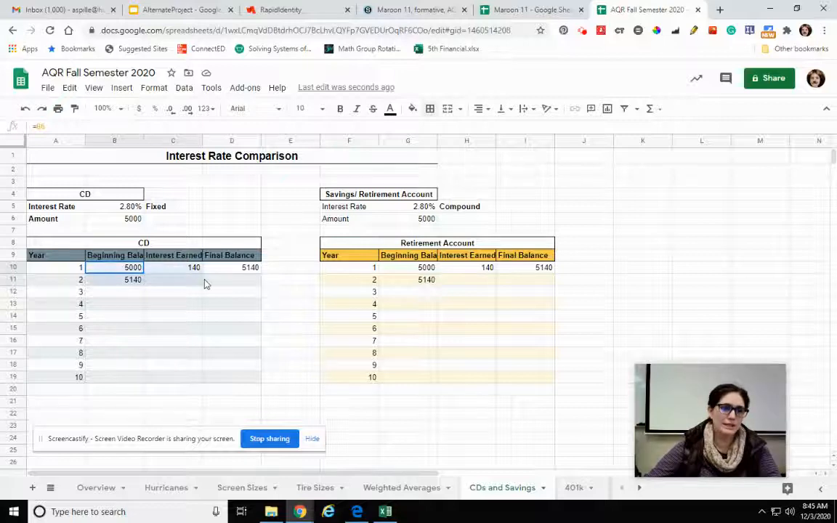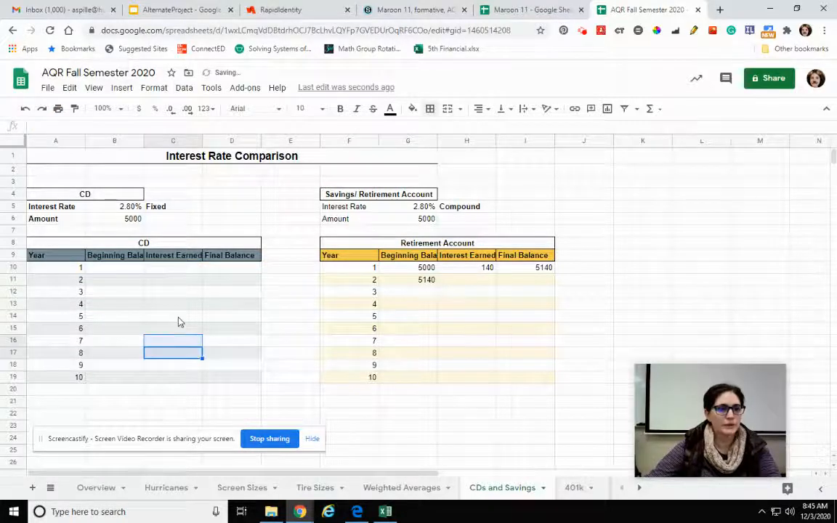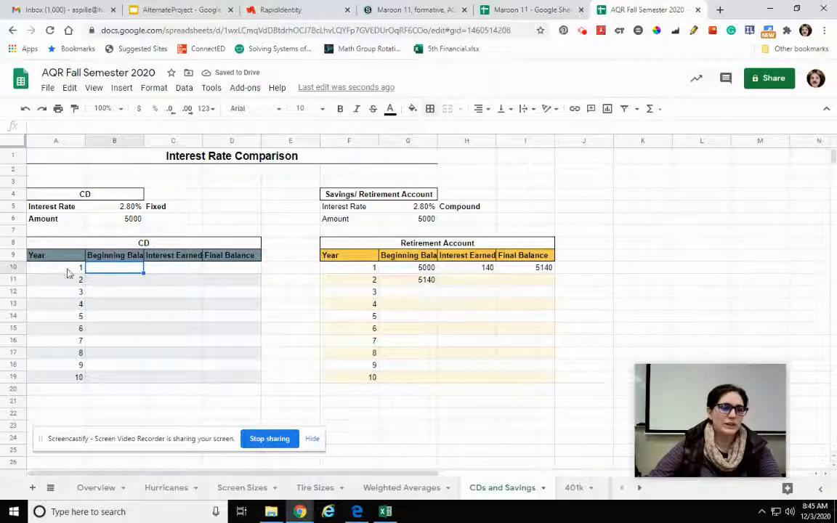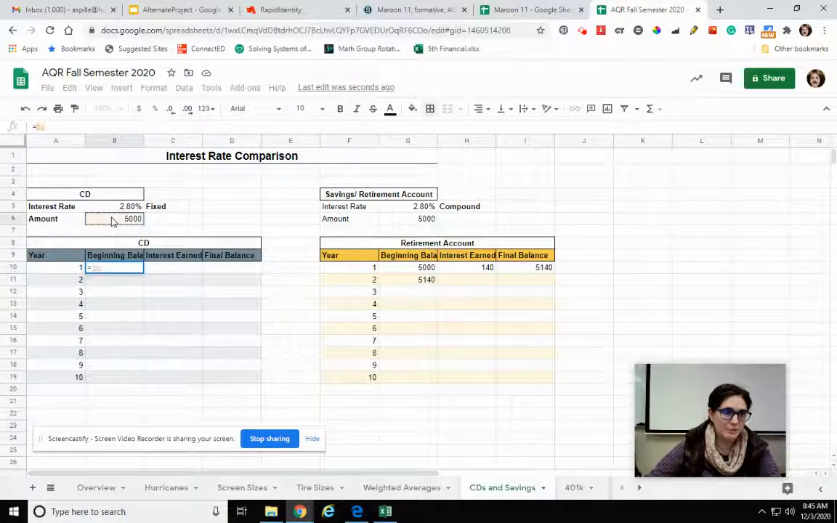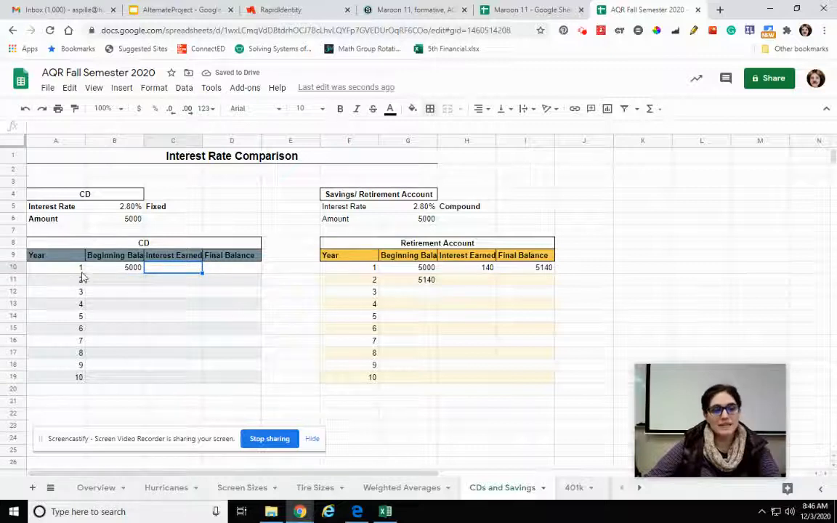I'm going to go ahead and delete all these so I can show you what you're supposed to do. Our beginning balance for year one is what we're putting in our account. So I go equals, and I refer to my beginning balance. My interest earned for my CD is always going to be 2.8% of this. So I go equals, click on my 2.8%, times, click on my 5,000.